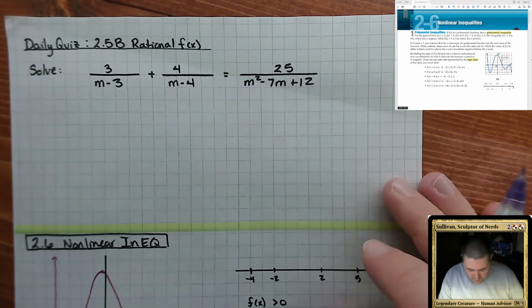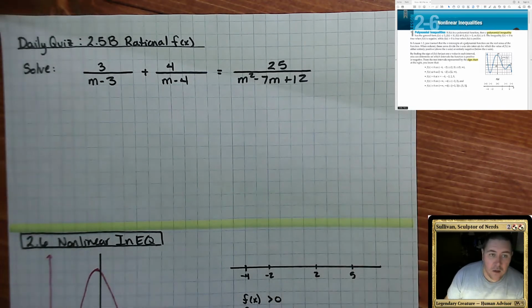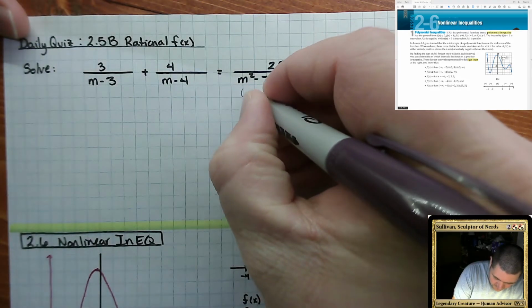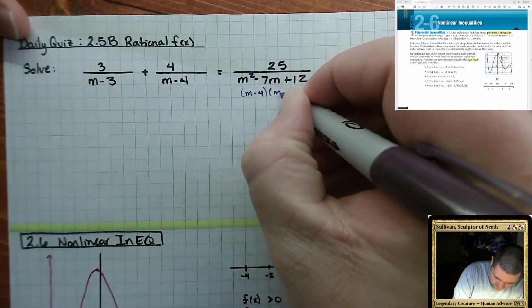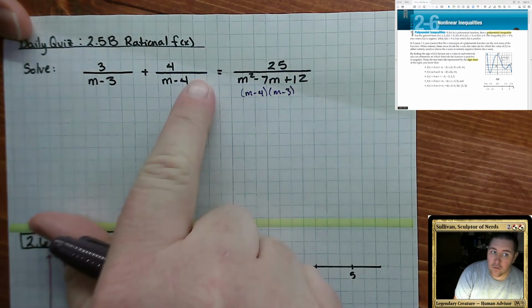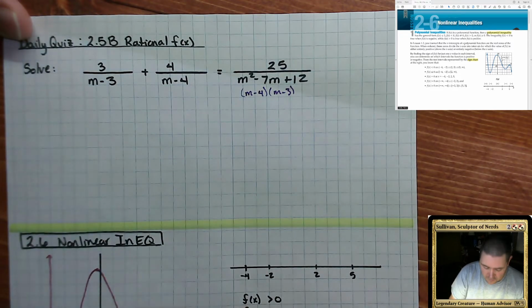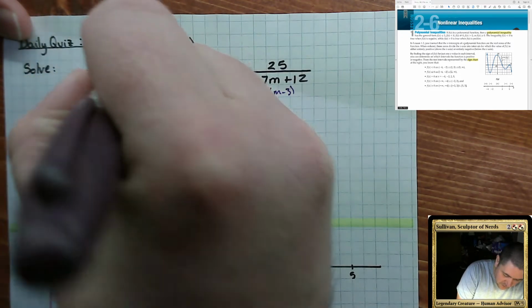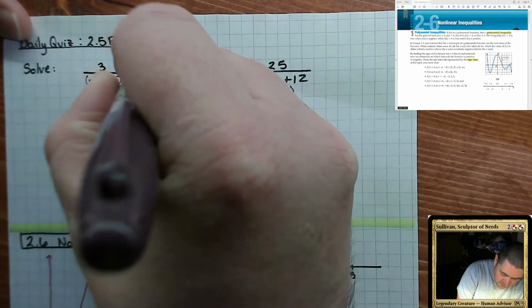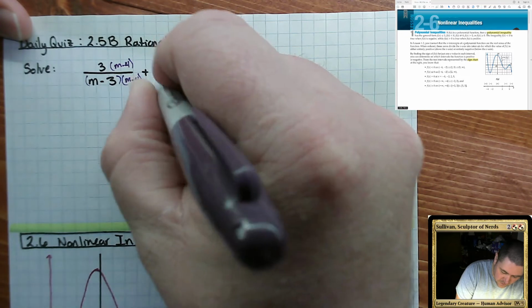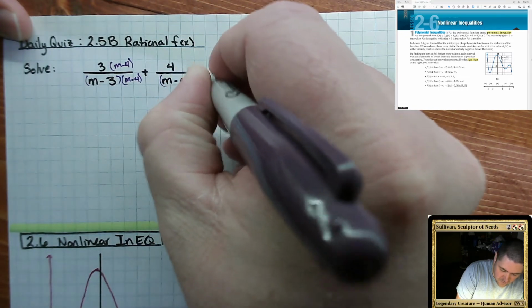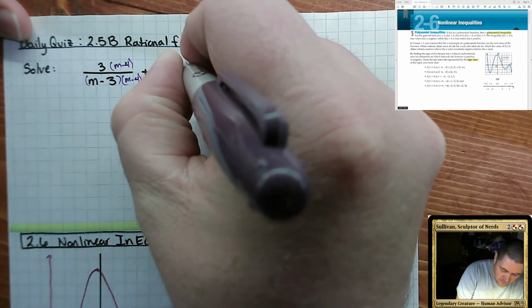Okay, we're back. If I'm going to solve a rational equation, then factor, factor, friggin' factor. I see that this is m minus 4, m minus 3, very handily, those two factors. So I get common denominators by taking this times m minus 4, numerator and denominator, this by m minus 3, numerator, denominator.